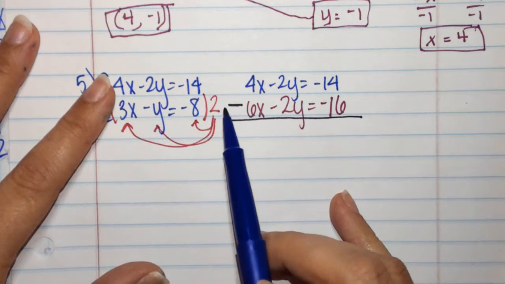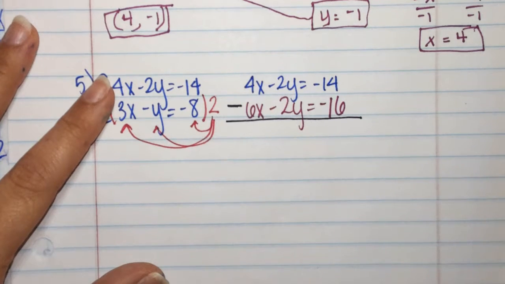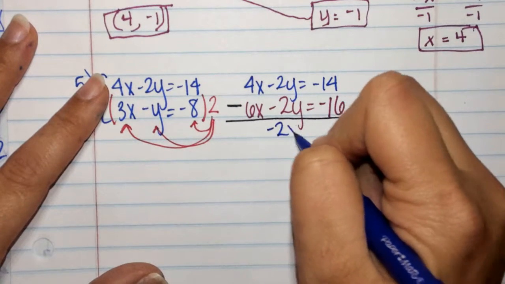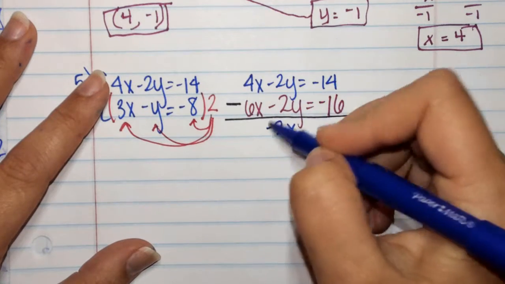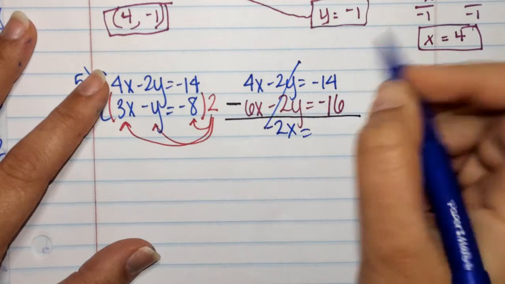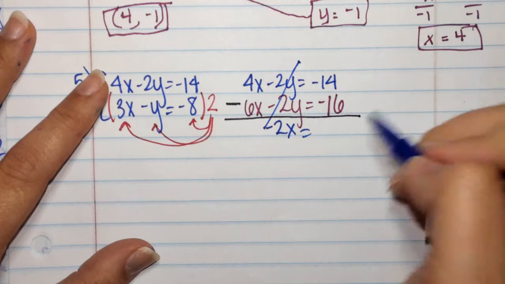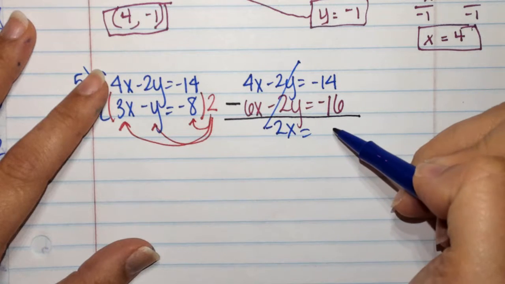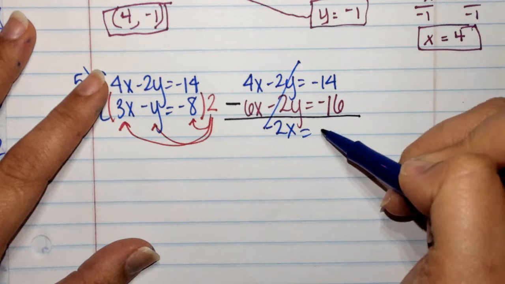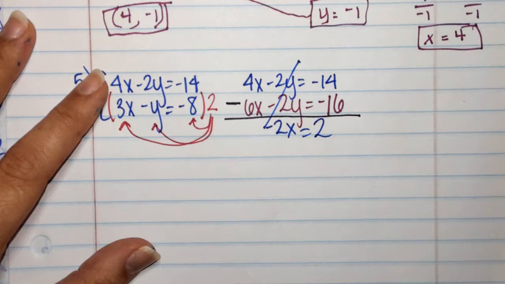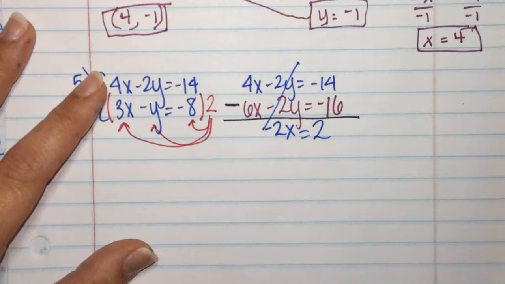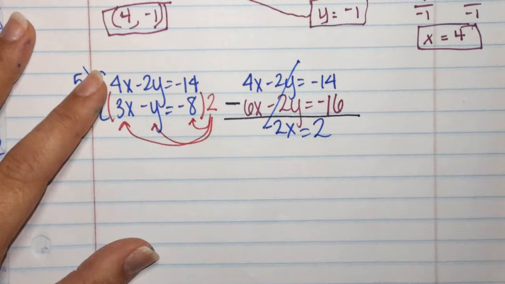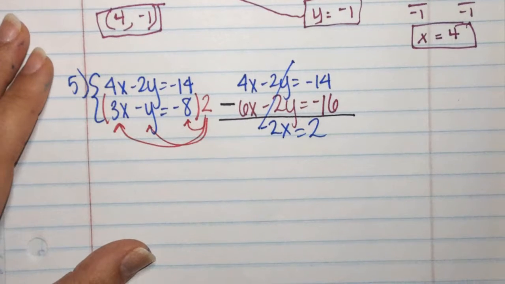Alright, what's 4 minus 6? Negative 2. What is negative 2 minus a negative 2? Cancel. Zero. What is negative 14 minus a negative 16? Positive or negative? See? You said negative. He said positive. And then you divide by negative.